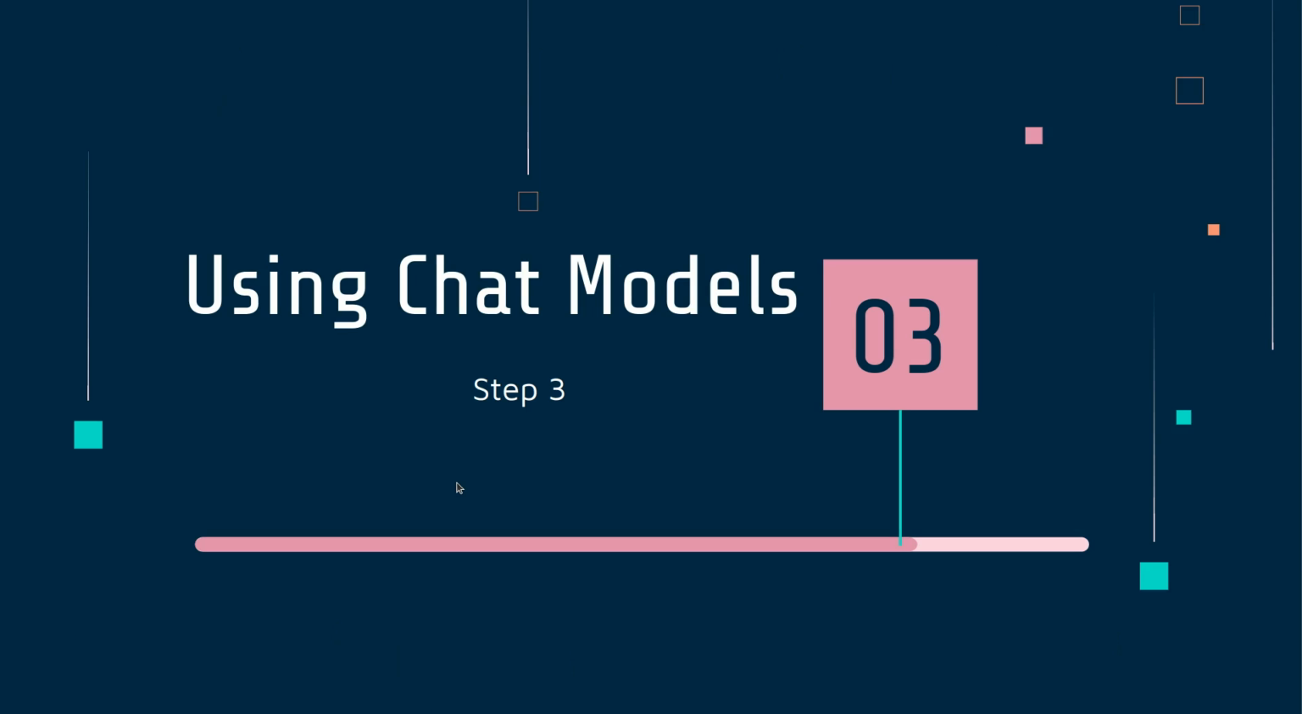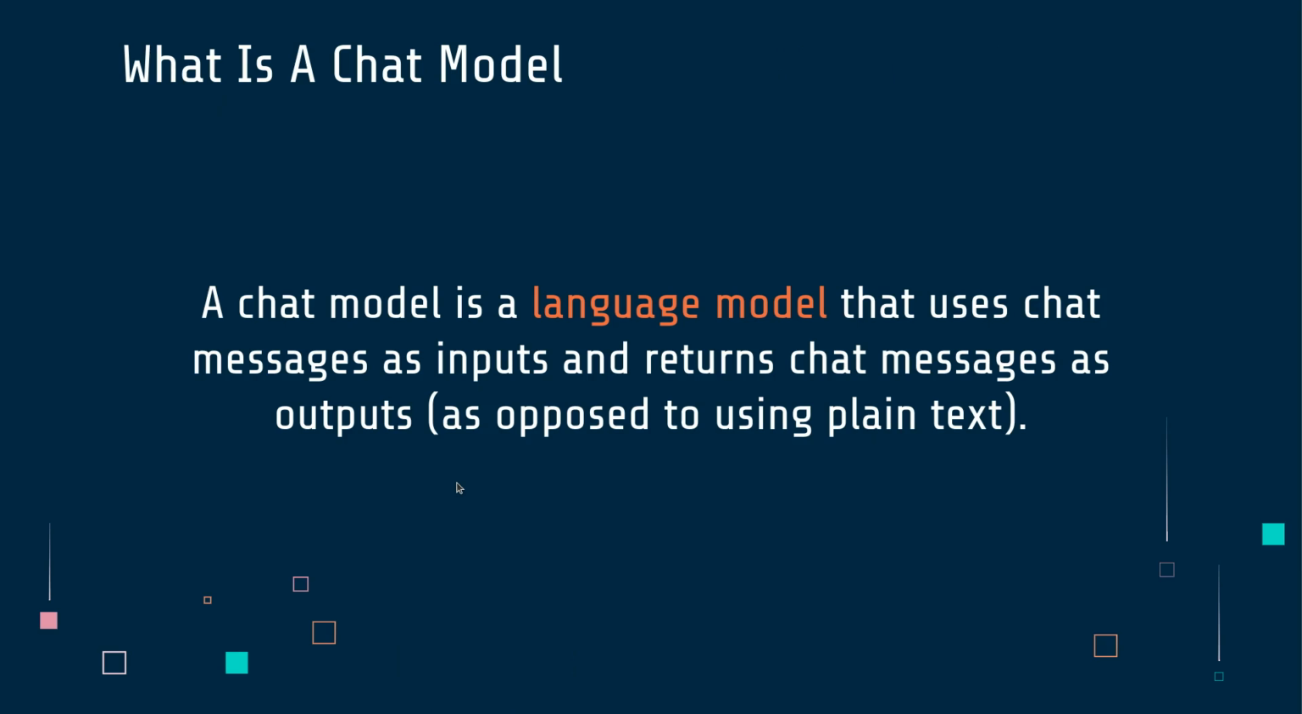We're going to talk about chat models. So what are chat models? A chat model is basically a language model that uses chat messages as input and returns chat messages as output. So basically, if you go on ChatGPT, you are typing in something, right? Basically, you're typing in some text, and this text goes to the OpenAI APIs, right?